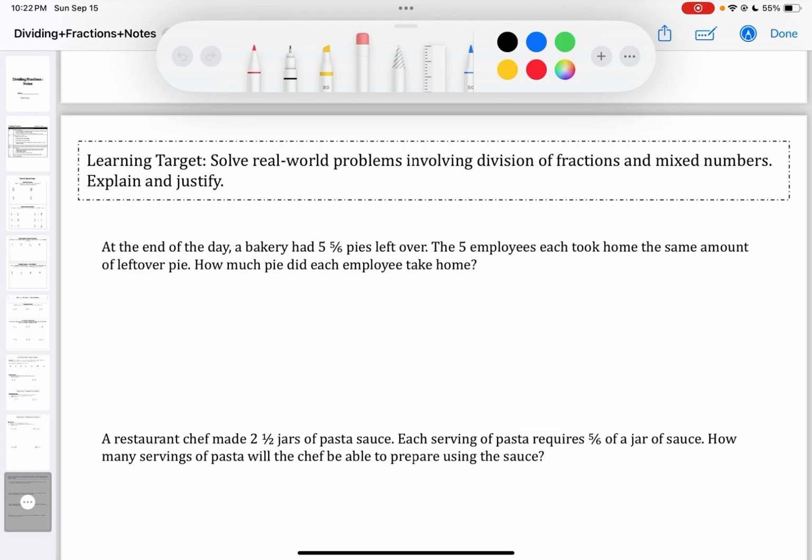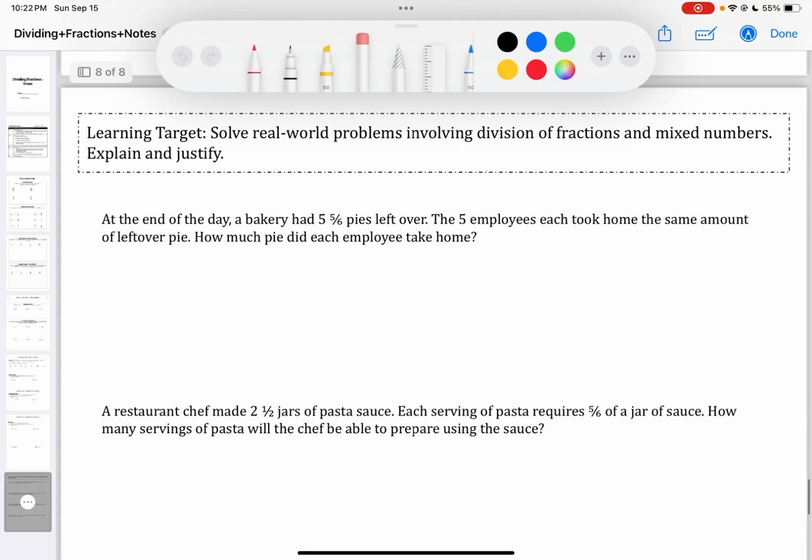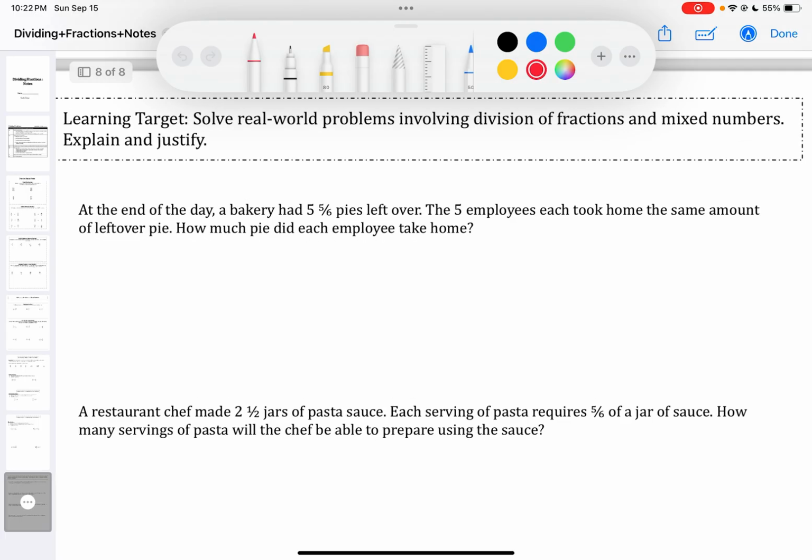Welcome to your last day of notes for this unit, I guess. So today we're going to be learning how to solve real-world problems involving division of fractions and division of mixed numbers. So let's start with the first one.